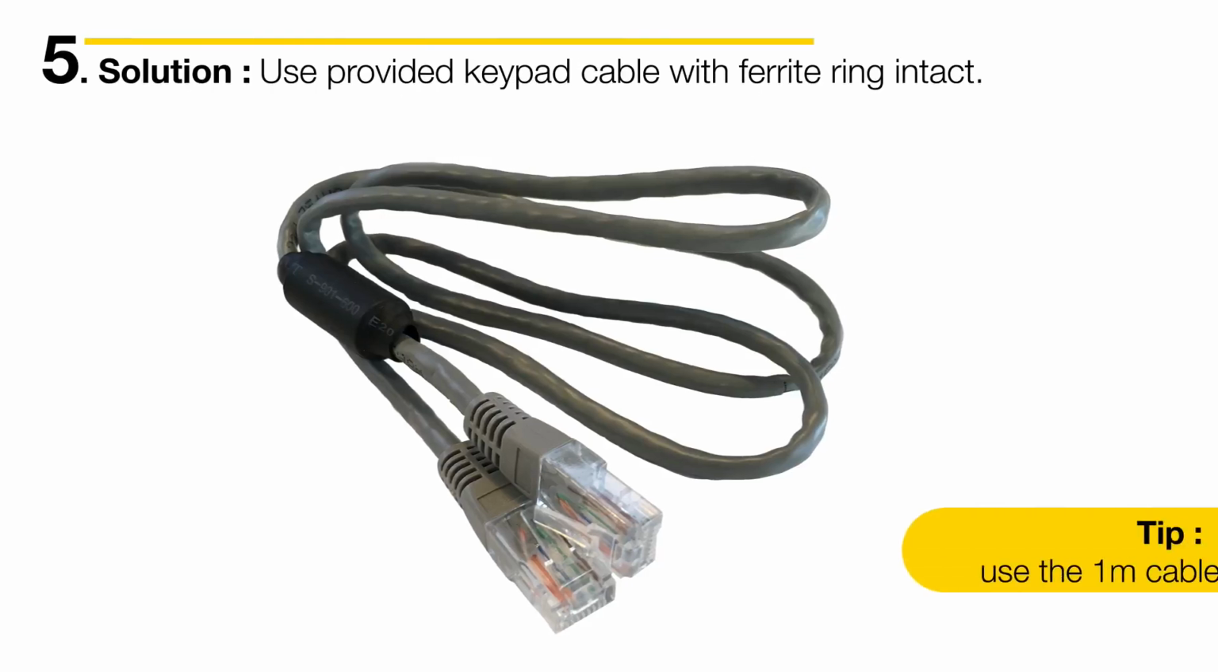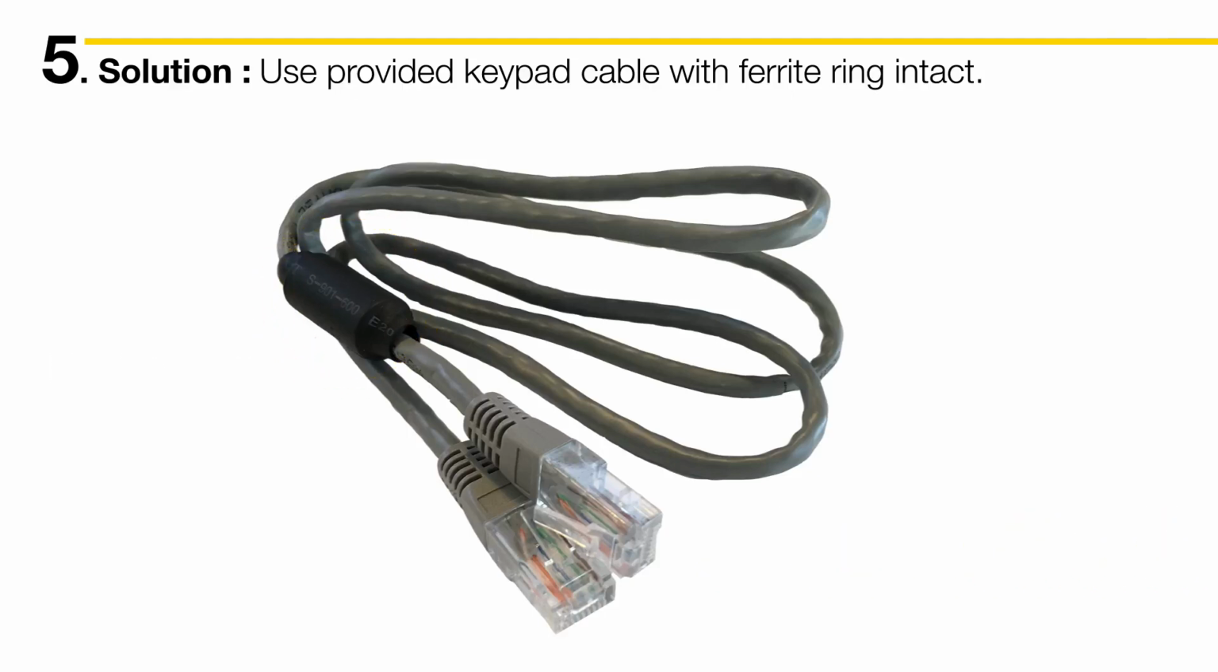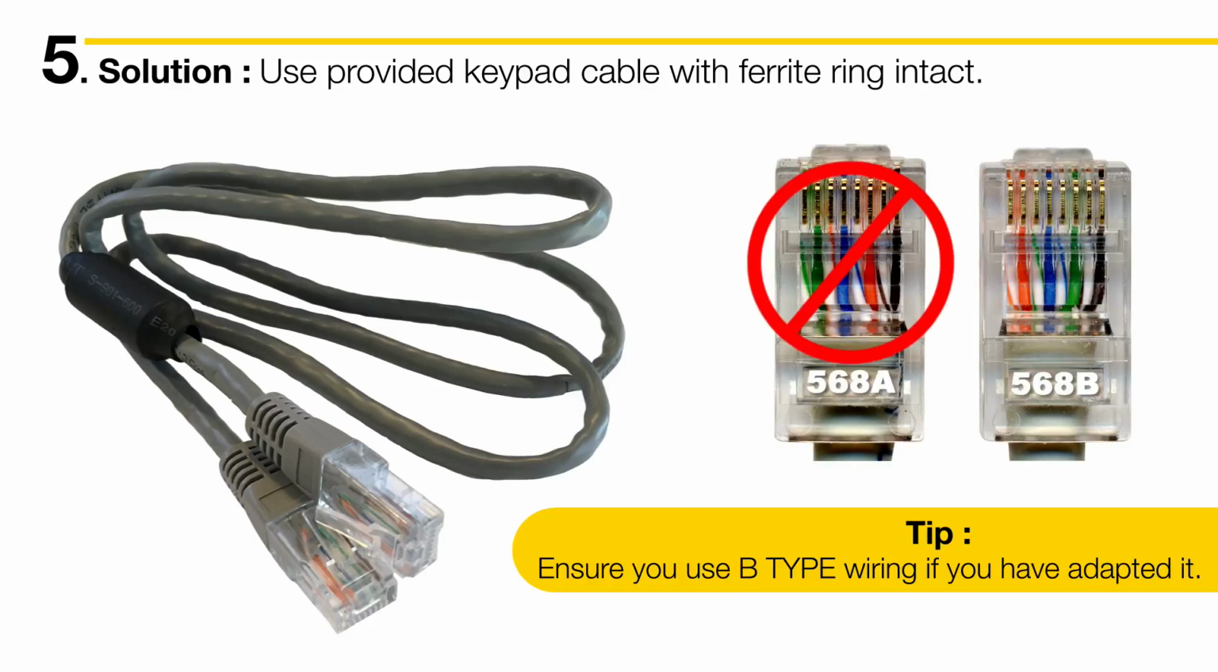Make sure you've used the 1 meter keypad cable provided and kept the end with the ferrite ring intact. The easiest way to access the coloured wires in the keypad cable is to cut and strip the cable. But if you've wired up your own female connector or tried to use your own keypad cable, you must use B-type wiring for the connectors, or again, your network communication will fail.